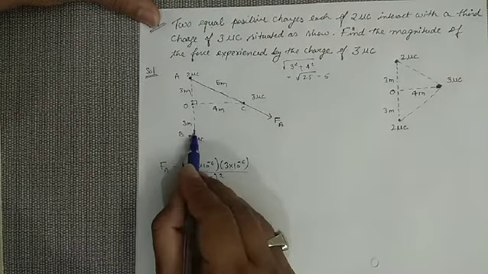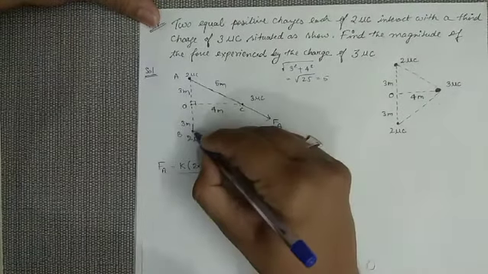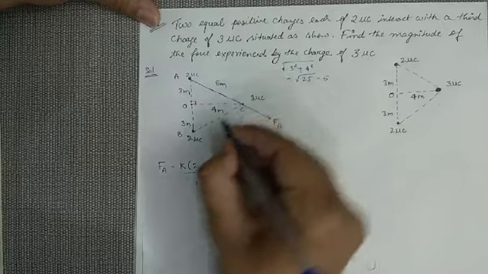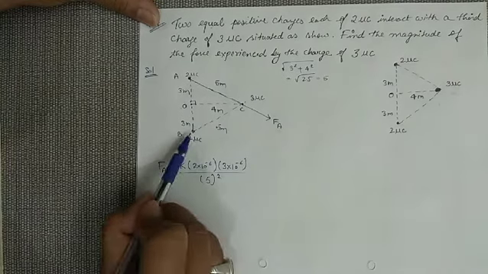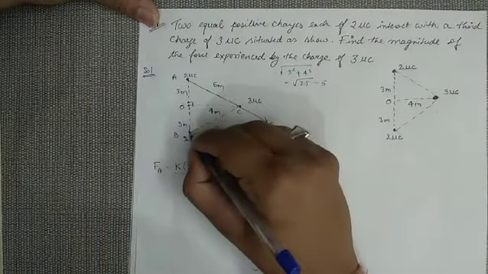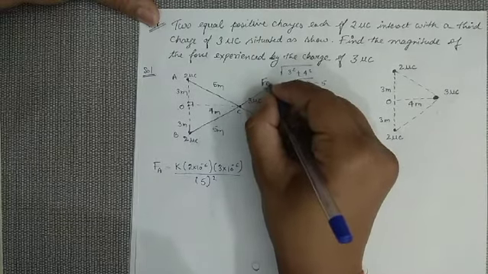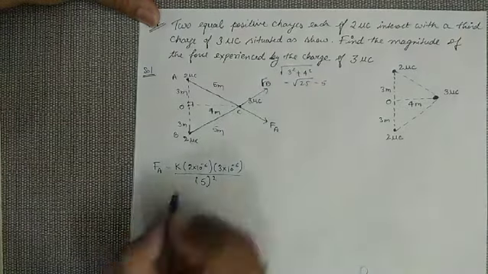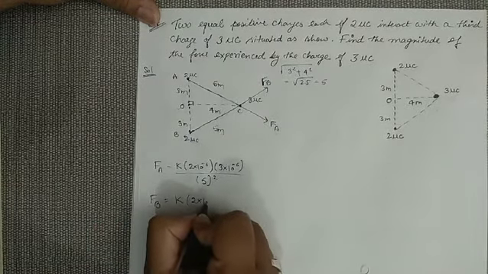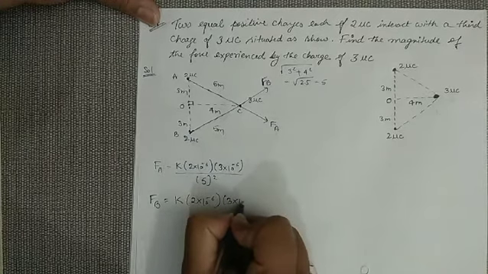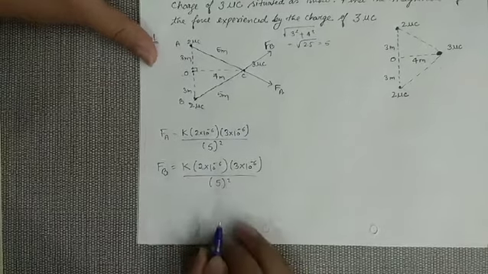Similarly, see the point B. This is also 3, this is 4. So by Pythagoras, this will be 5 meter. And this is positive, this is positive. So this B is going to repel the charge of C. Now let's find the value of this FB. Same, K, first charge is 2 microcoulomb, second is 3 microcoulomb, and the square of the distance, that is 5 square.